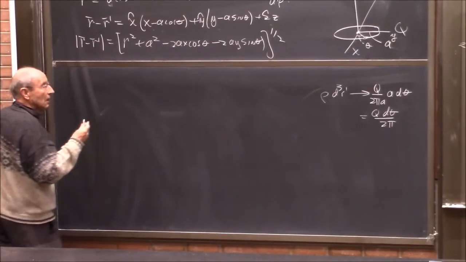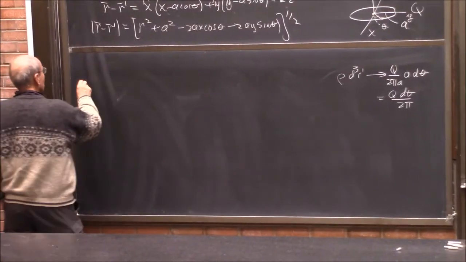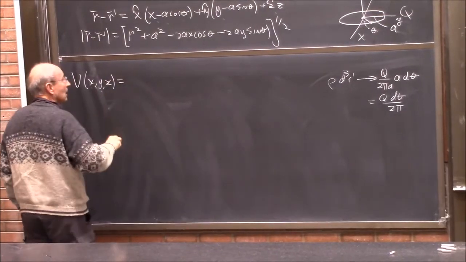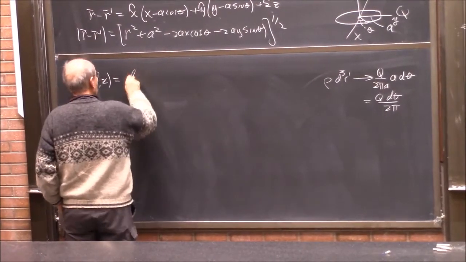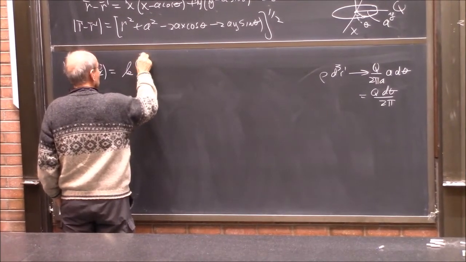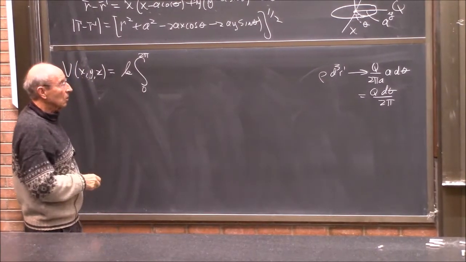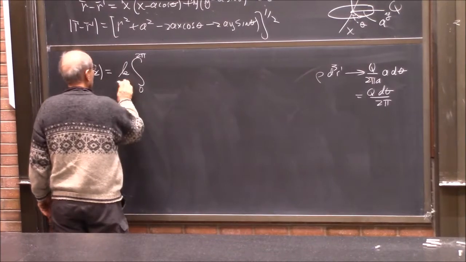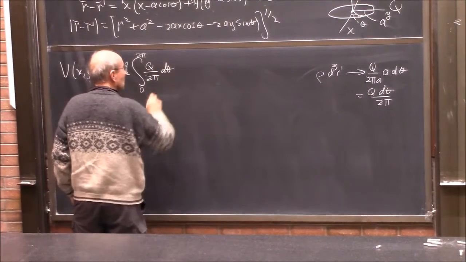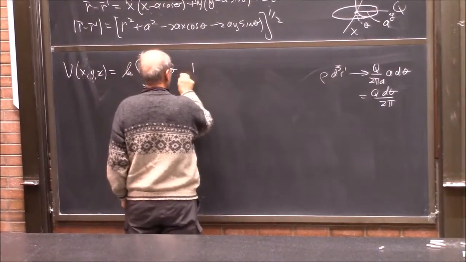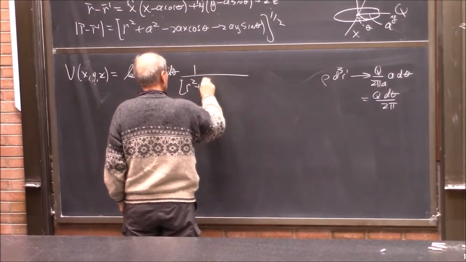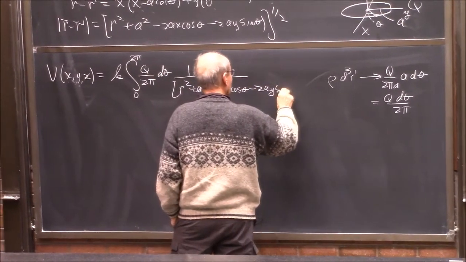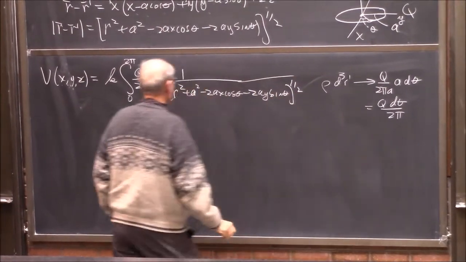So I now have everything I need to write down the voltage at position R, which is the voltage at x, y, and z. And going over to there, it'll be K times the integral from 0 to 2 pi, to go all the way around the ring, of Q over 2 pi times d theta, divided by this thing, r squared plus a squared minus 2ax cos theta minus 2ay sine theta, to the 1/2.